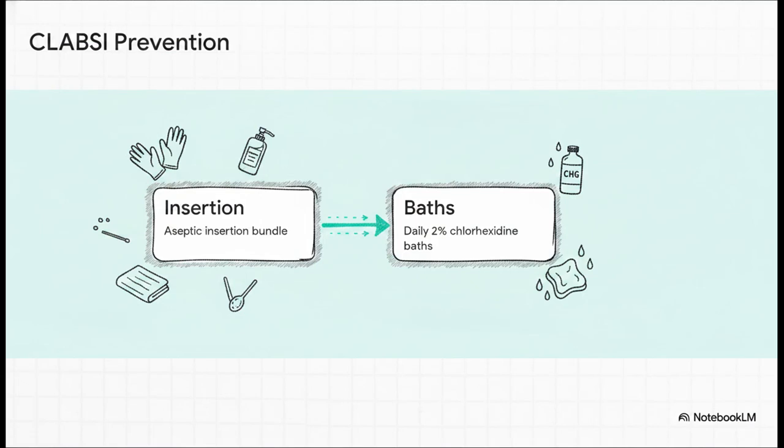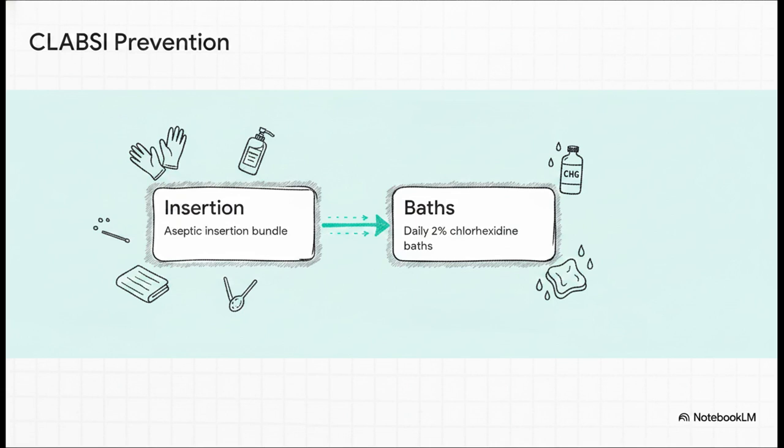Okay, let's talk central lines and CLABSI, central line-associated bloodstream infections. Did you know having a central line triples a patient's in-hospital mortality risk? Triples it. It's wild. So obviously, prevention is absolutely paramount. The protocol kicks off with the aseptic insertion bundle. That means full barrier precautions, a sterile drape, and chlorhexidine skin prep. But the ongoing prevention? That is highly testable.